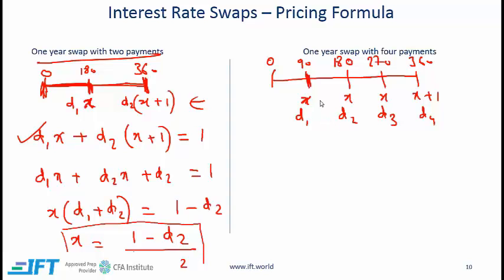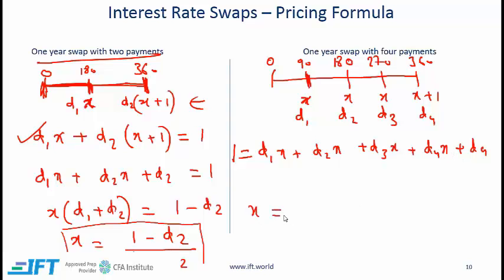So what is the present value for the fixed rate instrument? That is simply D1x plus D2x plus D3x plus D4x plus D4 into 1, which is simply D4. And then we need to make this equal to the present value of a floating rate instrument. What is the present value of a floating rate instrument where the par value is 1? That is simply 1. And here, when you solve for x, what you will get is the following.